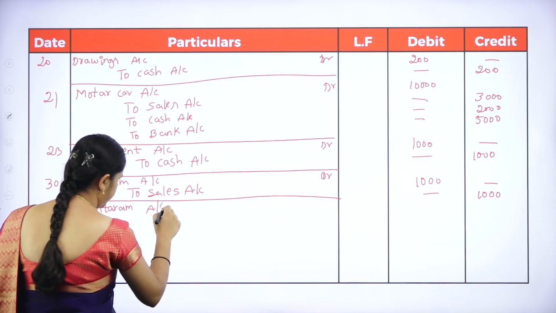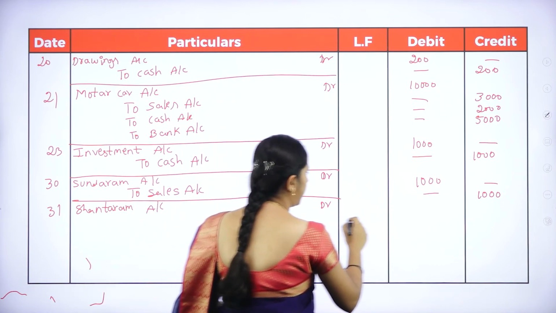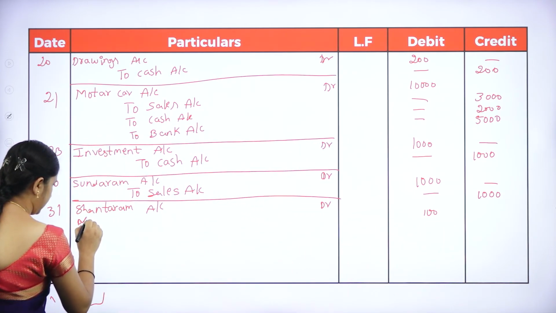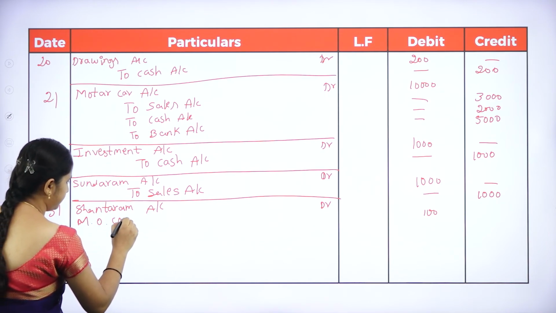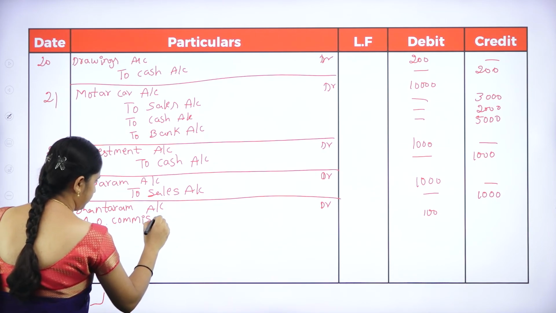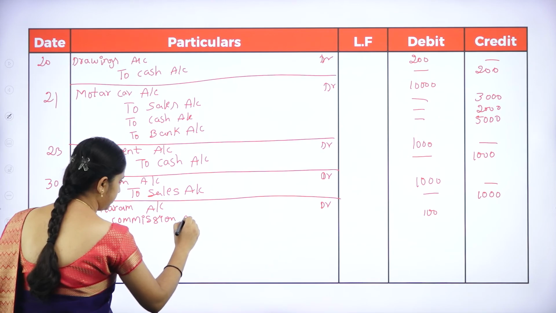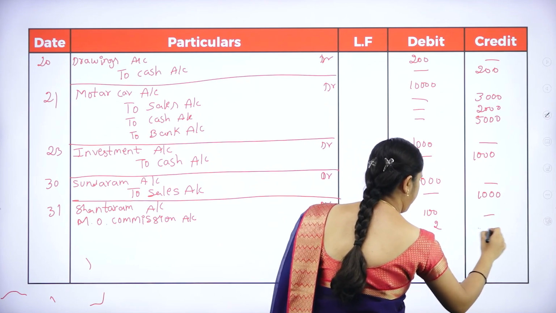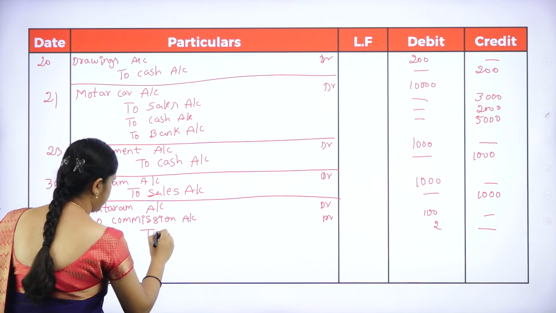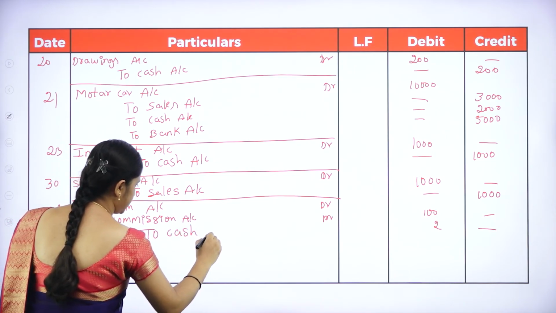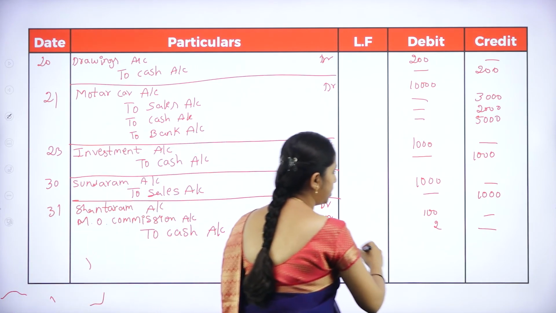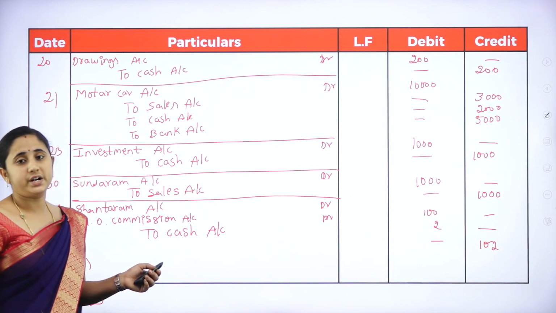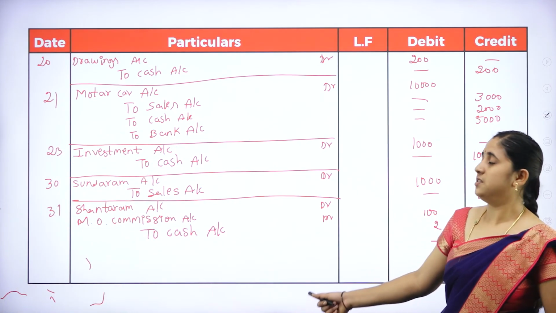Shantaram account debtor. You sent a money order of rupees 100 and you paid a money order commission. Money order commission account debtor of rupees 2, and to cash account. Cash is going out. Total you are paying 102. So you will write money order sent to Shantaram and money order commission paid.